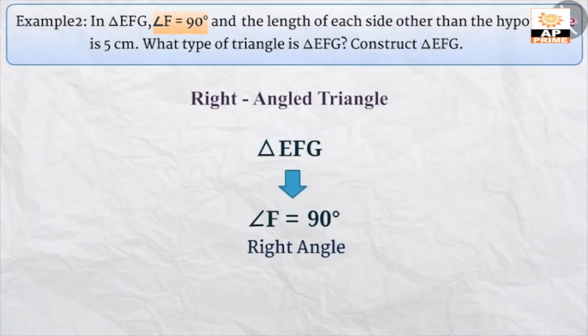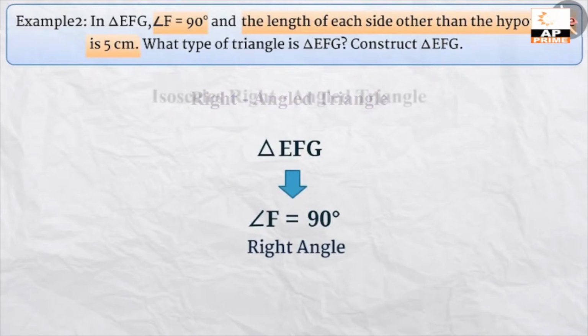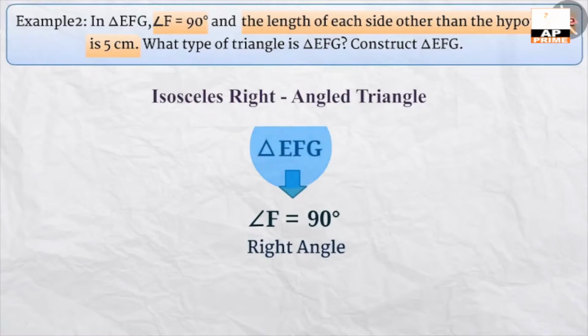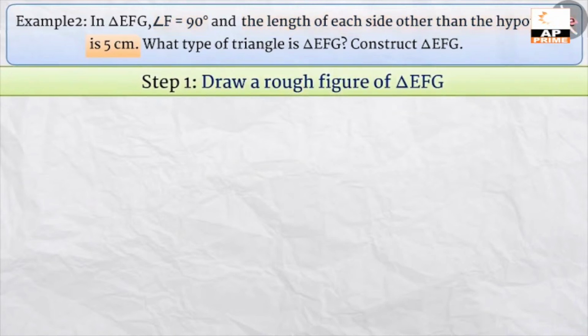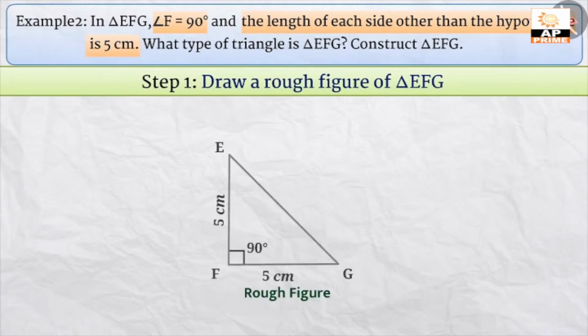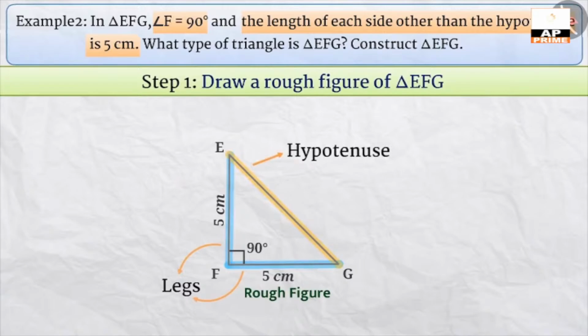Since in this triangle, apart from the hypotenuse, the other two sides are equal in length, we can say that it is an isosceles right angle triangle. Now let's construct triangle EFG. Step 1. First of all, with the help of the measurements given, we will draw a rough figure of triangle EFG. From this, we come to know that in triangle EFG, the side EF and the side FG are the legs and the side EG is the hypotenuse. Let's construct the triangle.